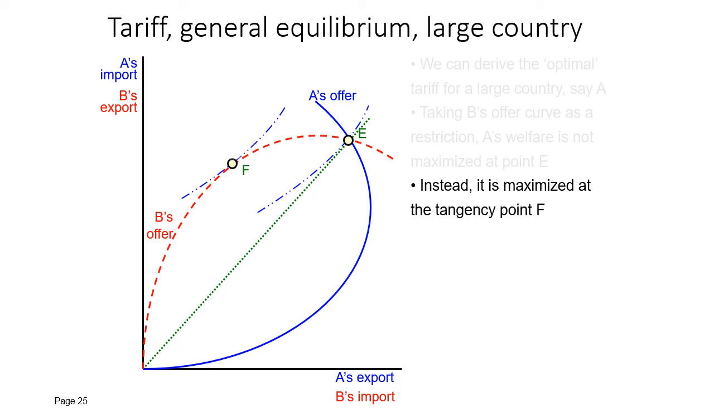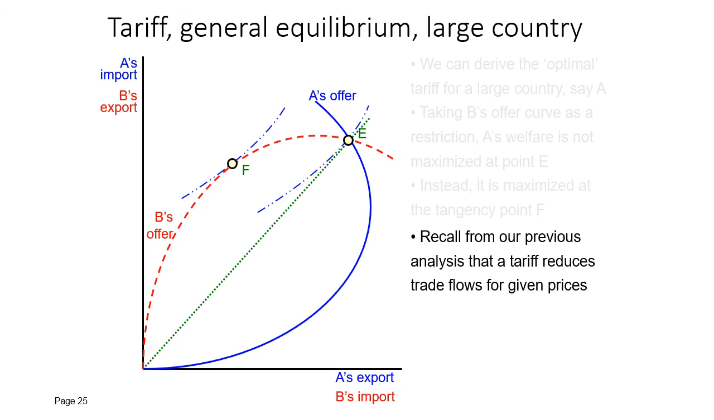So we're going to assume point F is that point where A will have higher welfare, or where it maximizes its welfare. E for them was not the most ideal welfare maximizing point for country A. So that is point F. So what does F do? Not what F does. What does country A do to land up at point F?